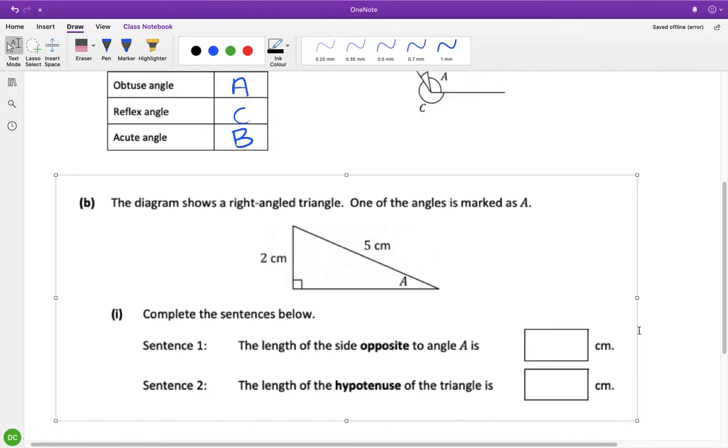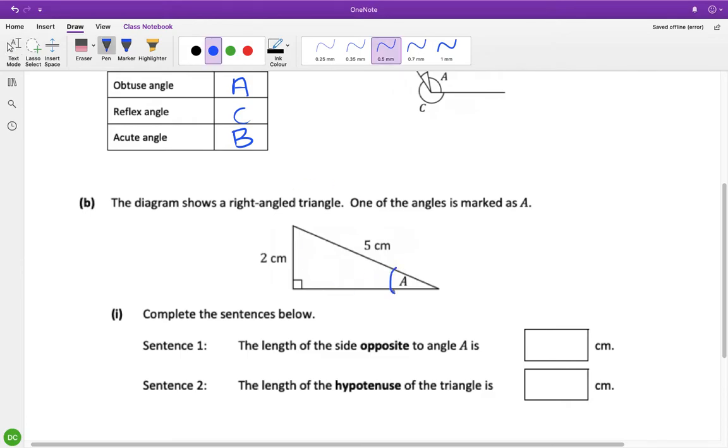So the diagram shows a right angle triangle. One of the angles is marked as A. Complete the sentences below. Sentence 1, the length of the side opposite angle A. So here's angle A. Opposite angle A there is your 2. And sentence 2, the length of the hypotenuse of the triangle. The hypotenuse is the longest side, and it's also always opposite the right angle. So here's the right angle. So opposite the right angle then is your 5 centimeter line.